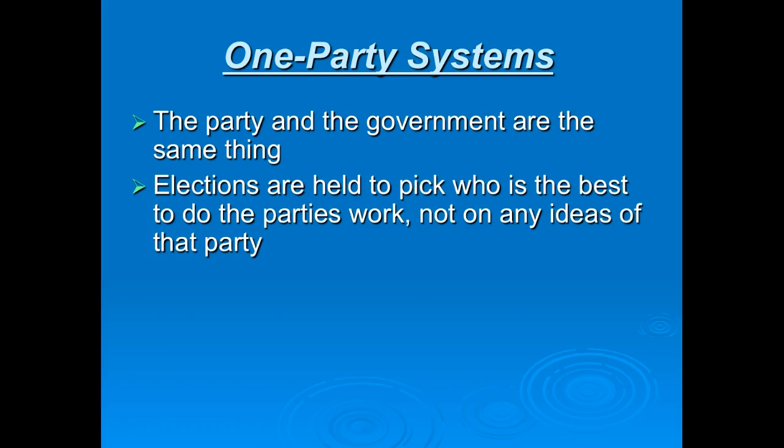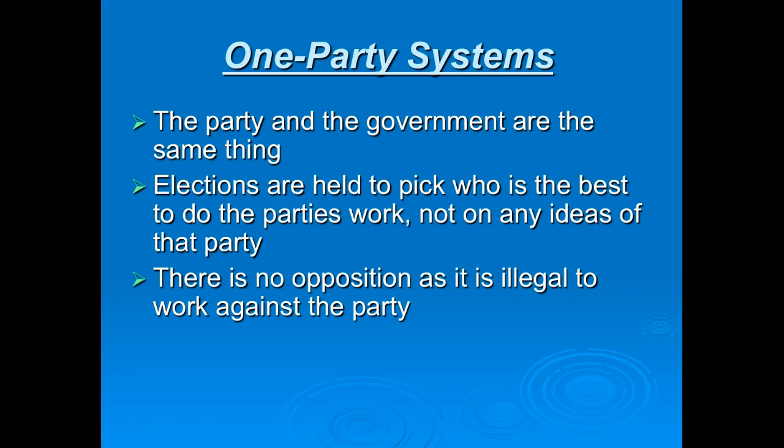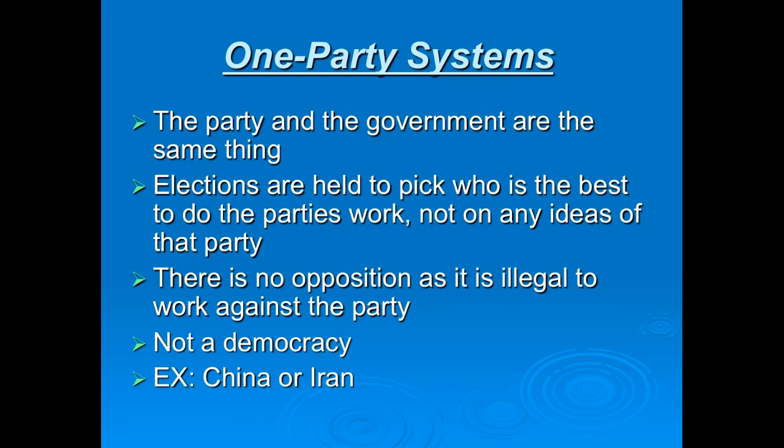So elections are held to decide, like, who's in China. There's one party, there's the Communist Party, right? So when they have elections, it's to decide which communist gets to lead the party. There's no opposition because it's illegal to work against the party. So these are usually dictatorship type groups, okay? And obviously not a democracy. China and Iran are good examples of these one-party systems.